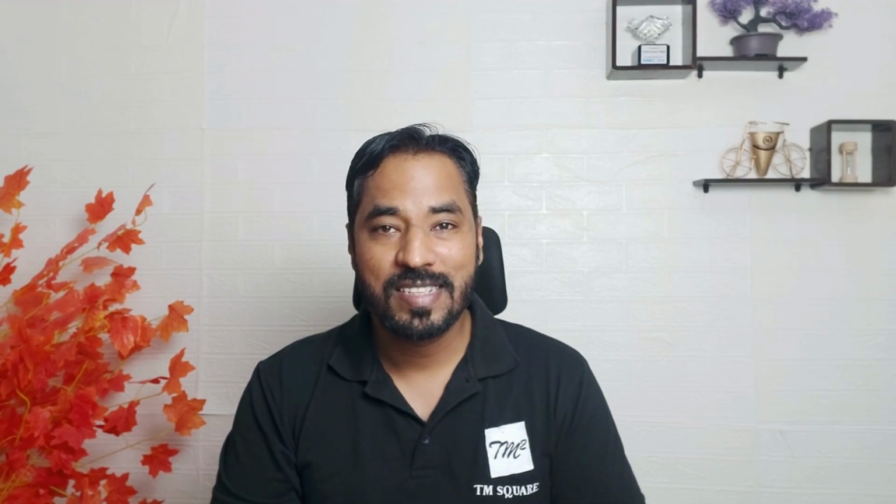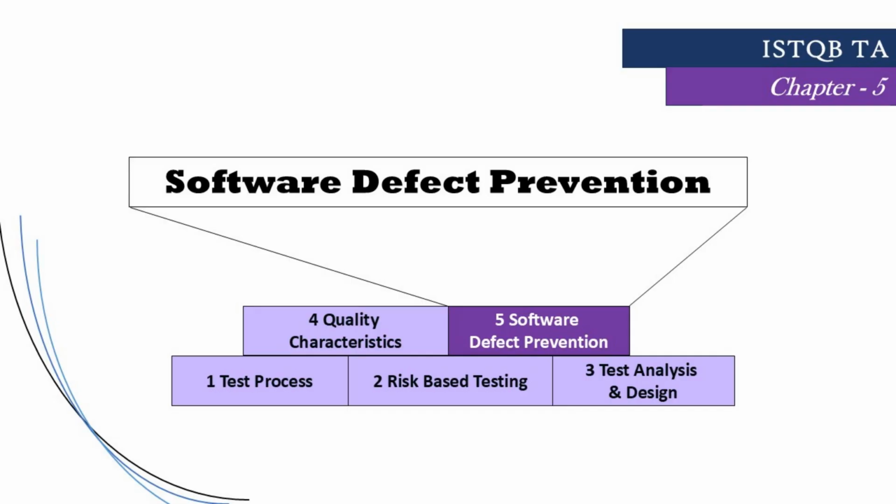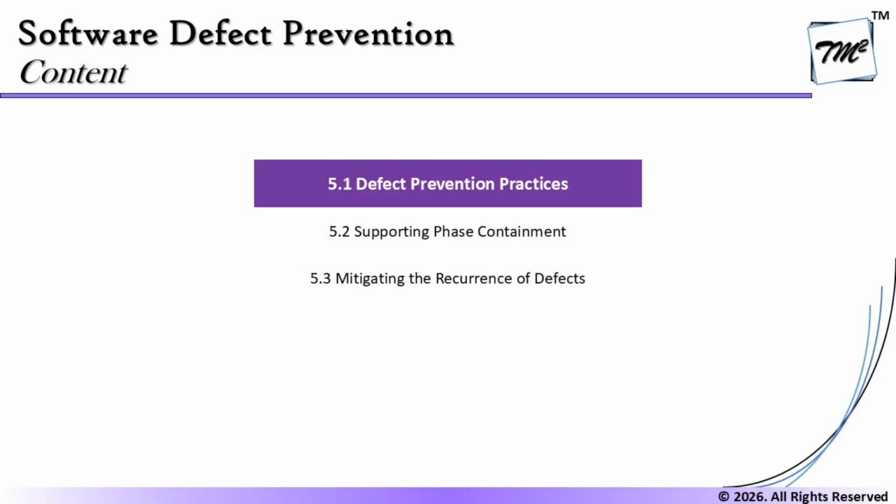Welcome back to another tutorial on ISTQB Advanced Level Test Analyst Certification. We are getting started with Chapter 5 talking about software defect prevention. And as a part of today's tutorial, we shall be talking about the very first segment, that is defect prevention practices. And we'll definitely discuss in this segment how exactly defects can be prevented altogether, where we can reduce some of our efforts in dynamic testing.